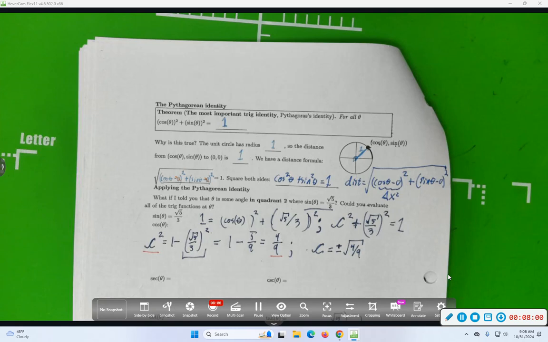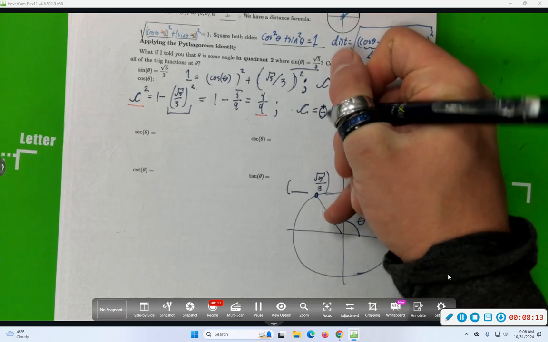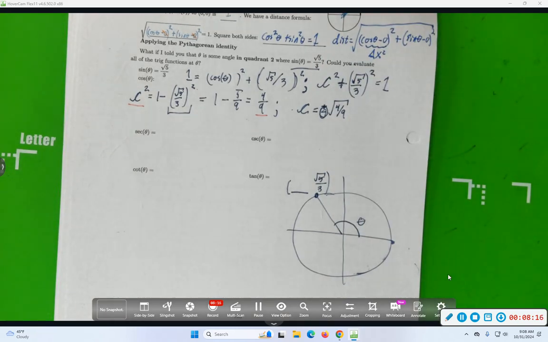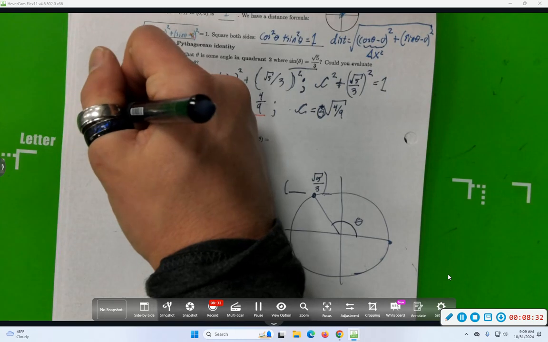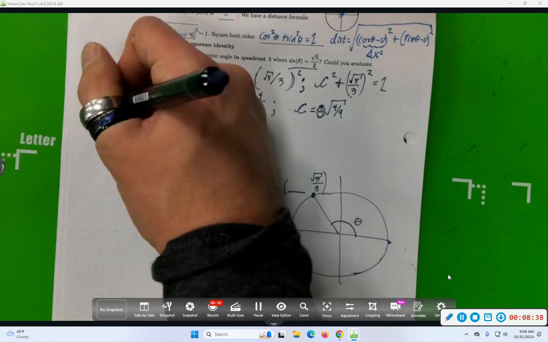Is there something else that we've done that tells you whether cosine will be positive or negative? Will it be positive or negative? Negative. It's in quadrant 2. Nice. Square root of 4 ninths, now let's just worry about simplifying. Does that simplify? Yeah, I can take the square root of the top and the square root of the bottom. What's the square root of 4? Square root of 9? So it looks like cosine theta is negative 2 over 3.